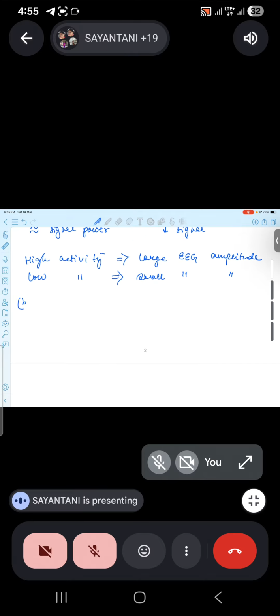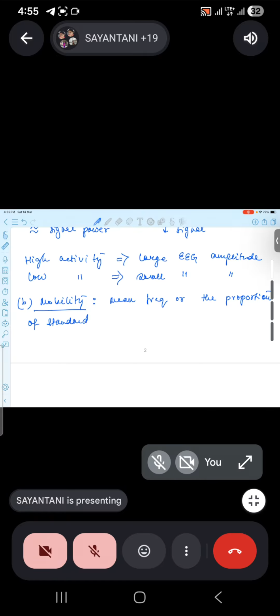The second Hjorth parameter is mobility. Mobility represents the mean frequency, or the proportion of the standard deviation of the power spectrum.